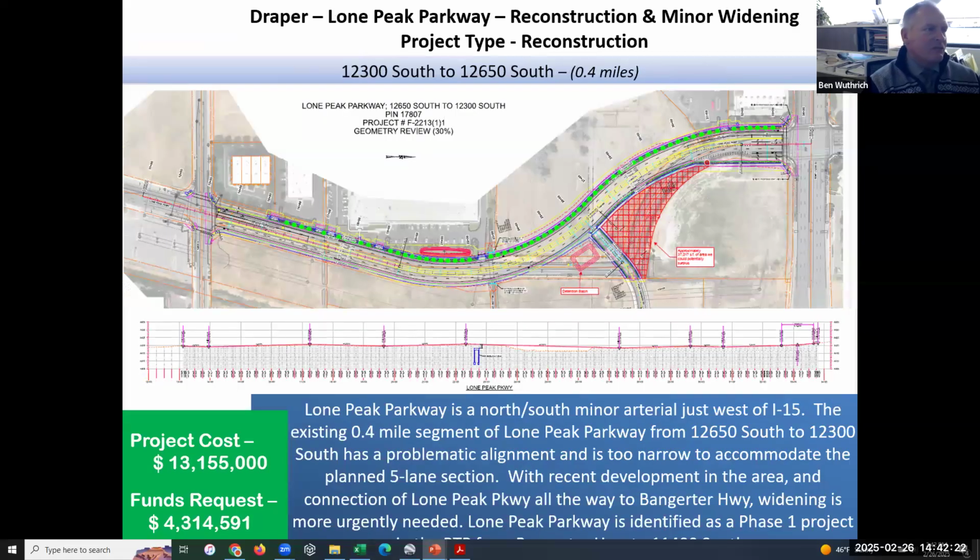The next project is a request from Draper. This is on Lone Peak Parkway. This is additional funds for a project to reconstruct with minor widening there between 123rd South and 12650 South to realign the facility, with a uniform cross section with curb, gutter, and sidewalks. Estimated project cost is 13 plus million. Funds being requested are 4.3 plus million.